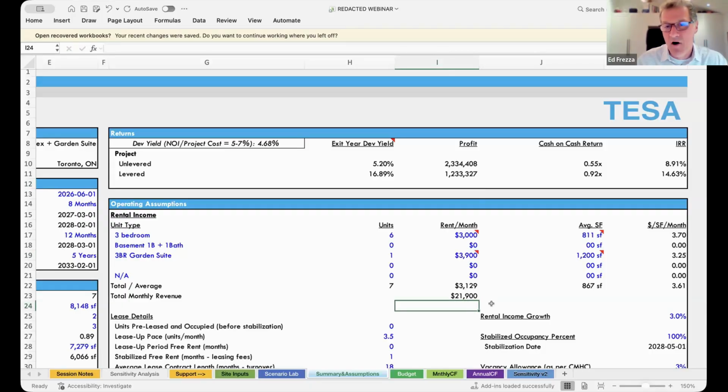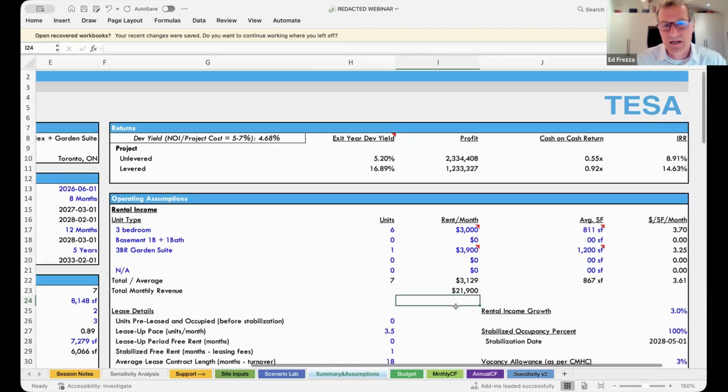You can see that the IRR for the levered is 14.63%. Typically, the rule of thumb is we like to see around 15%. So between the 14.63 and a development yield of 4.68, we're a little bit on the light side, but that just suggests that, hey, this is a deal that's worthwhile exploring further, rather than throwing the baby out with the bathwater here. We want to take a closer look. It's worthy of further exploration.